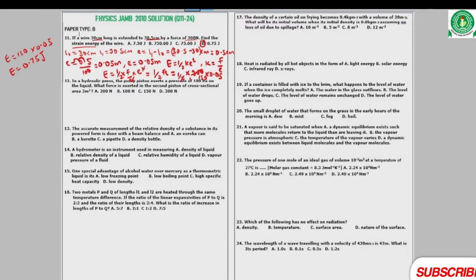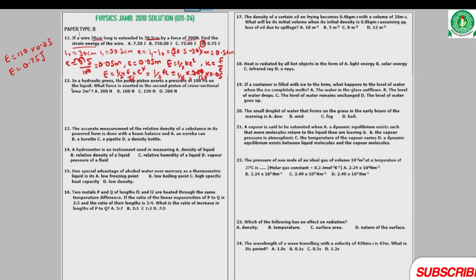Option D. So you can see that the strain energy is given as half Ke squared, and you can also write it as half Fe. So substituting now, E is equal to 150 times 0.05, which is 0.75 joule. So that's option D.